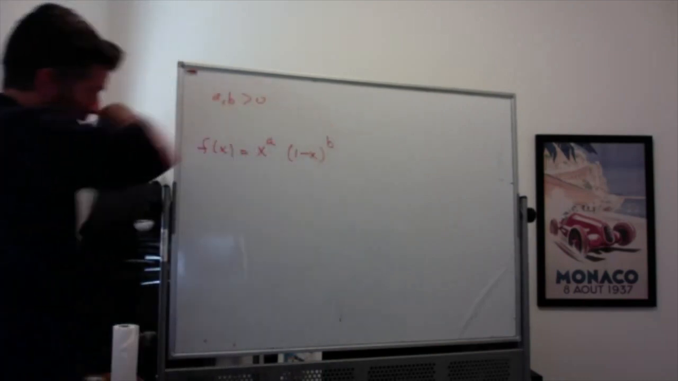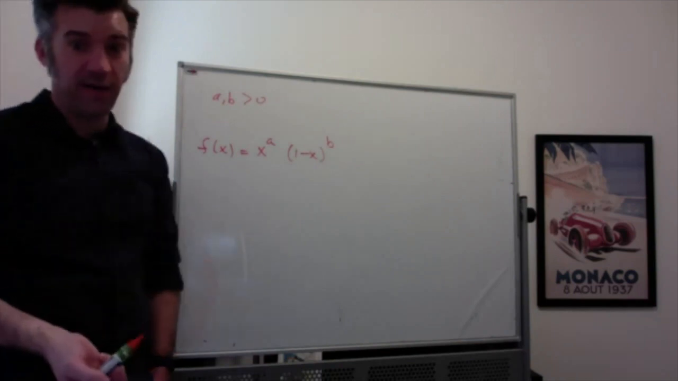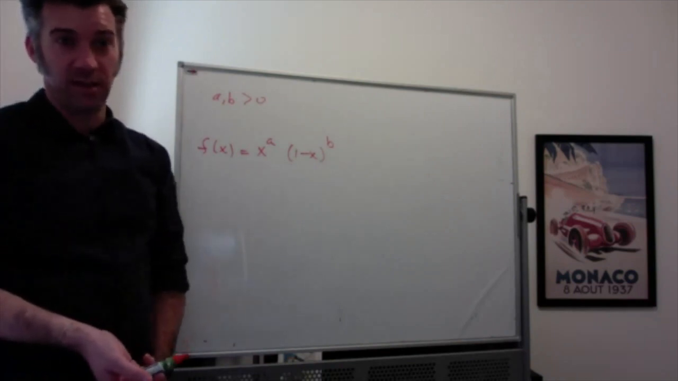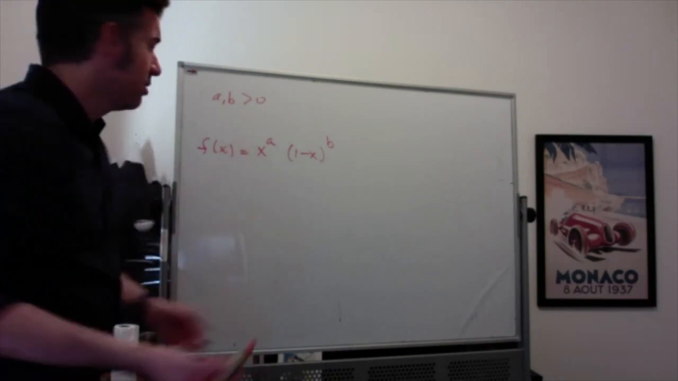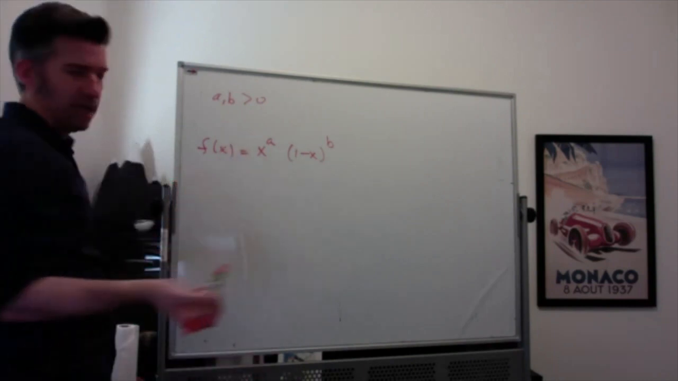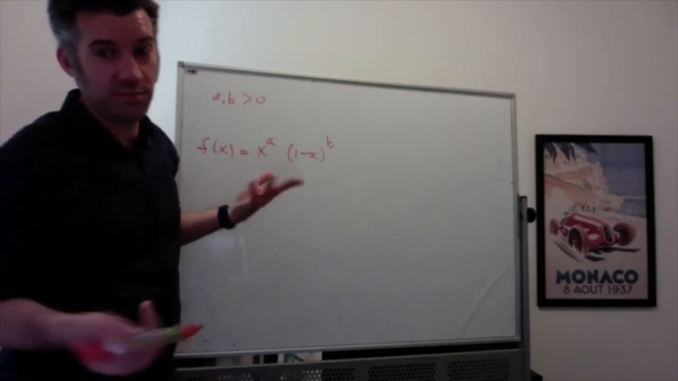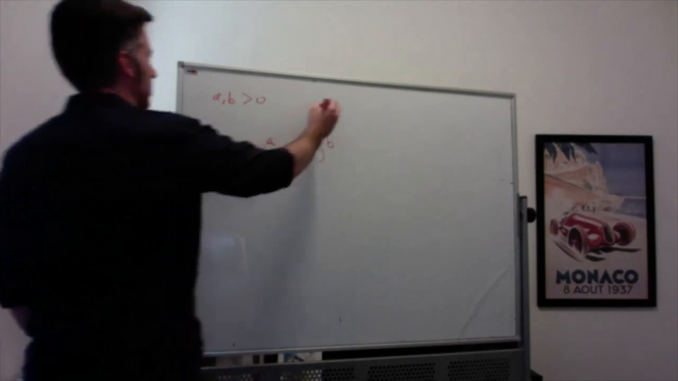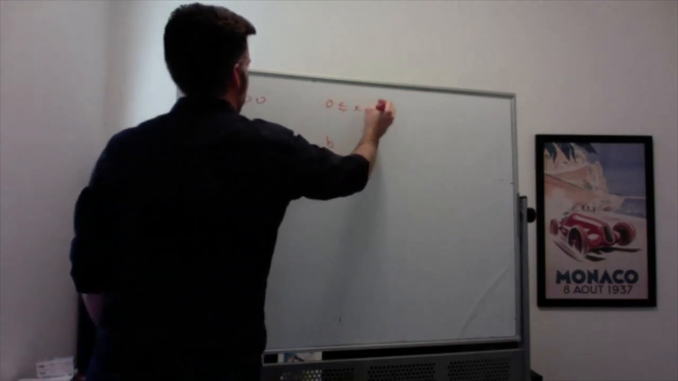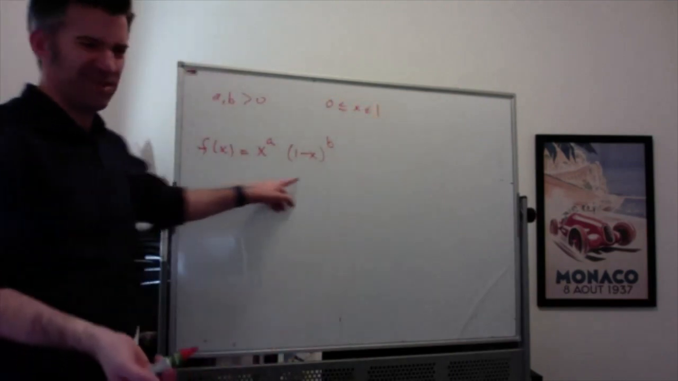And so your answer will have a and b in it, because it totally depends on, right, if a and b are both 1, then your answer will be different than if a and b are both 2. But again, the process is the same if I want to maximize this, and the x is between 0 and 1. You need that to be true so that neither of these are negative.